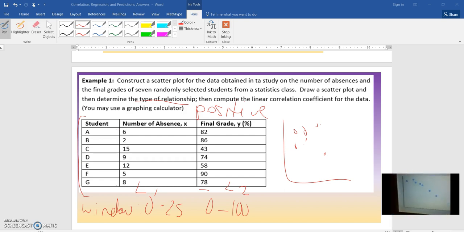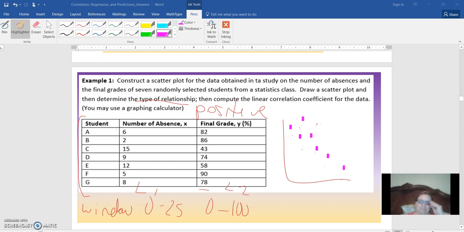And then when we push graph, we can see it goes down, which is much better than what we were looking at earlier. It kind of looks like that. I don't know if you can see these. Let's color a highlighter and you can see it better. All right, kind of like that. That's not a positive correlation. That makes no sense: the more absences you have, the better your grade. So it's probably a negative.